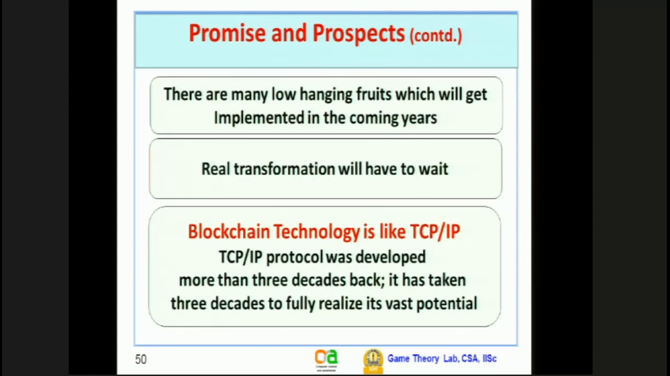Again, low-hanging fruits are there. They will get implemented in the coming years. So the hype will continue to be there, and this room will see more and more audience when blockchain talks are given. But real transformation, I think, will have to wait.